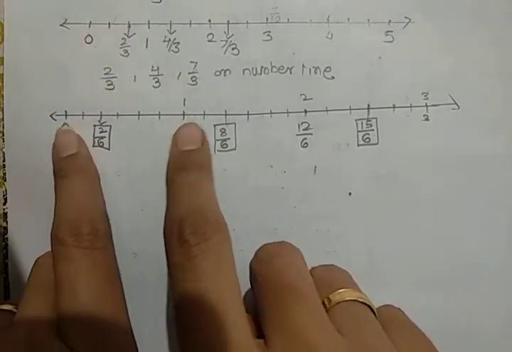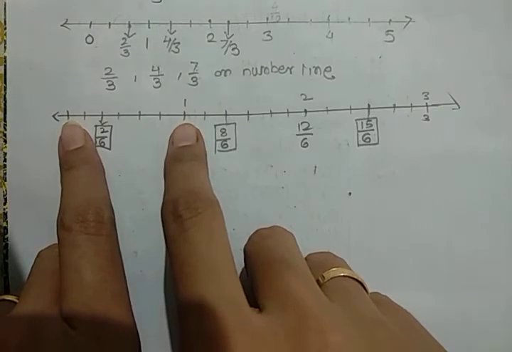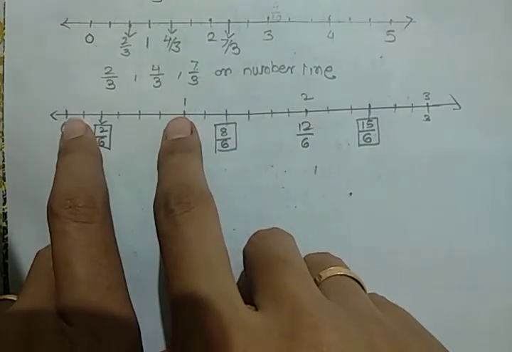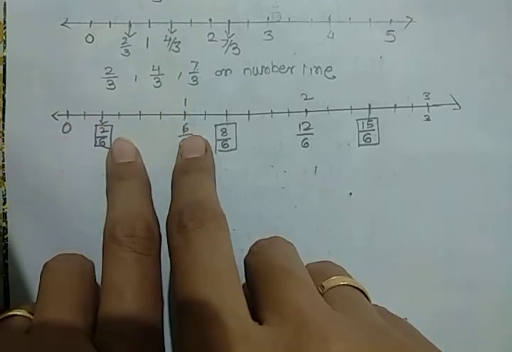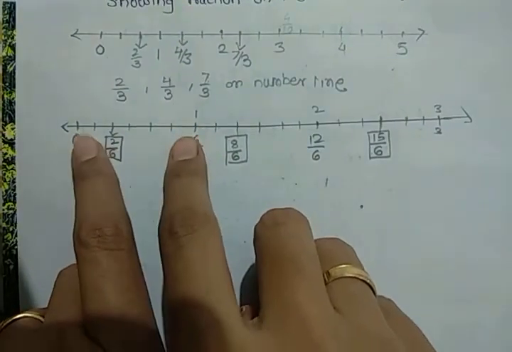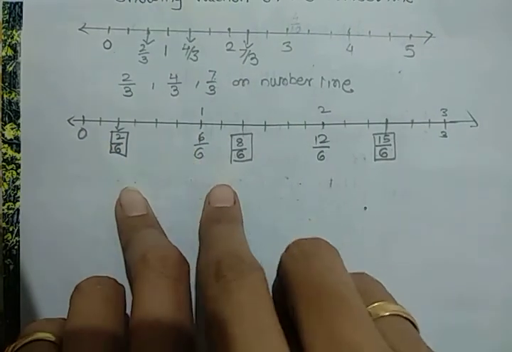If there are 5 equal parts between 2 digits, then their denominator is 5. If there are 3 equal parts in between 2 digits, then their denominator is 3, like this. If 2 equal parts in 2 digits, then their denominator is 2.